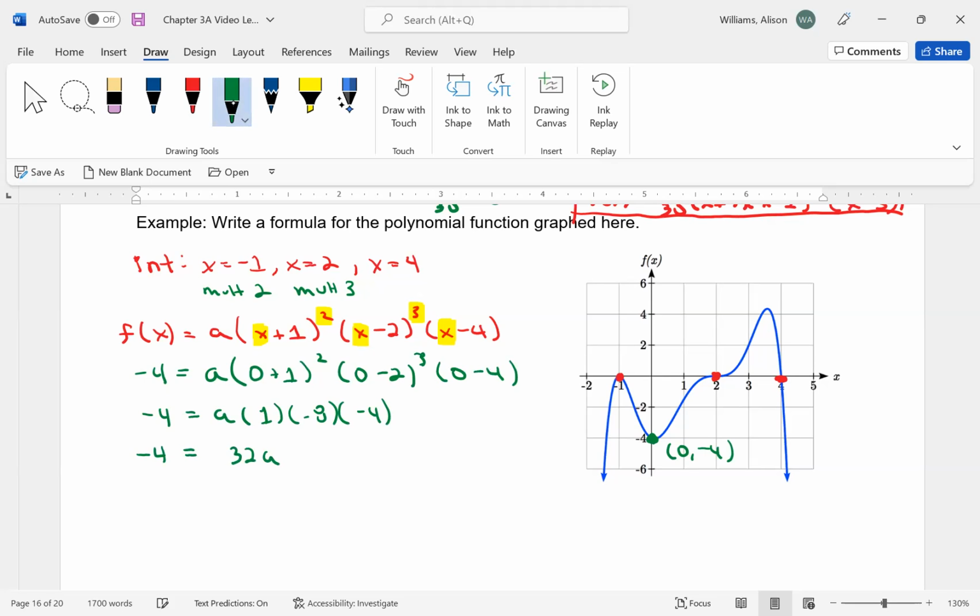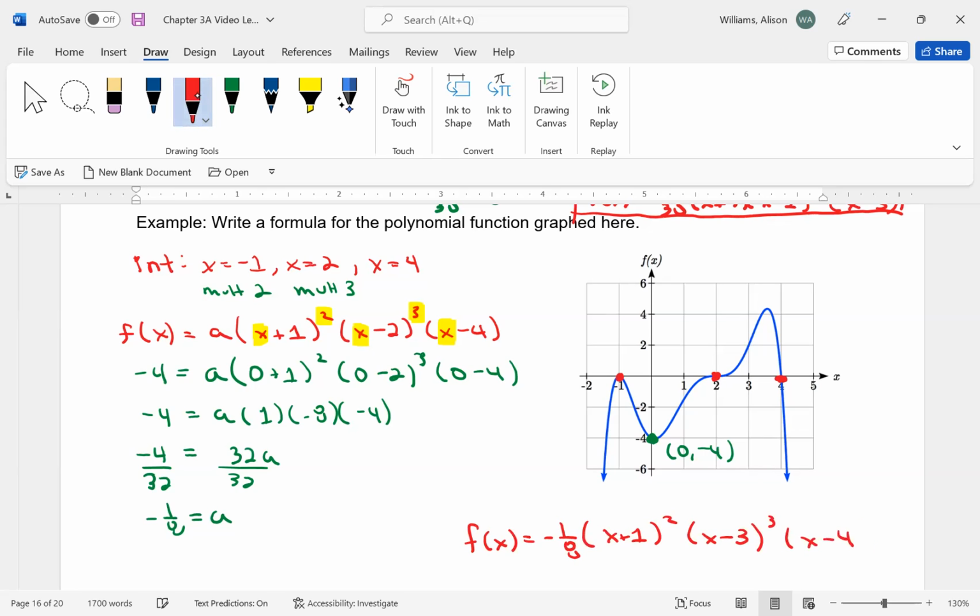A equals -4. Dividing by 32 is going to reduce to -1/8. So that's A. Makes sense that it's negative. So my final answer then is f of x equals -1/8 times x plus 1 squared, x minus 2 cubed, times x minus 4. And there's an equation. Wow, that's a terrible box. There's the equation for this function or polynomial.